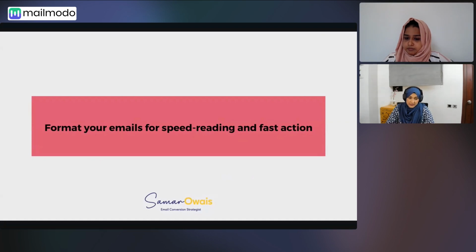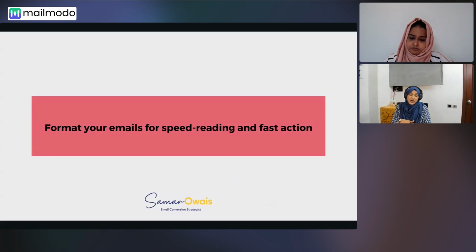Okay, and this is where formatting also comes into play. So format your emails for speed reading and fast action. If it's a long email, a lot of people are going to lose interest by the time they get to the bottom of it or get to your call to action, right? So make sure that even if it's a long email, it's easy to read. So white space is your friend. Make sure that you are creating a lot of space between sentences and paragraphs, so that it doesn't feel like a block of text to them, right?